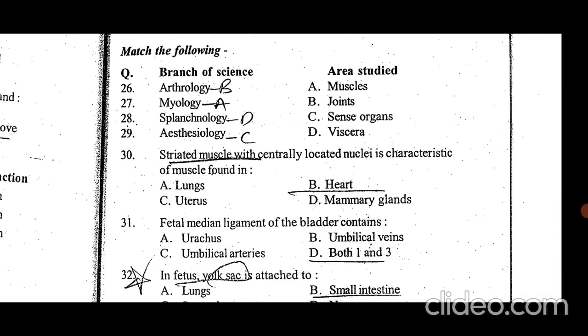Arthrology is the study of joints. Myology is the study of muscles. Splanchnology is the study of viscera, and aesthesiology is the study of sense organs.